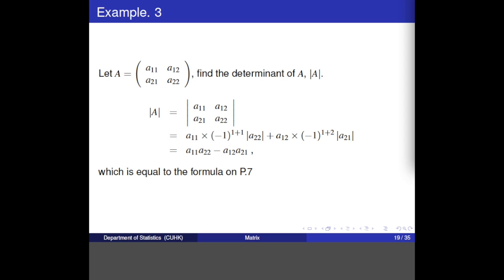Example 3. Let A be a 2 times 2 matrix. Use the formula on page 15 to find the determinant. The result is equal to the formula on page 7.